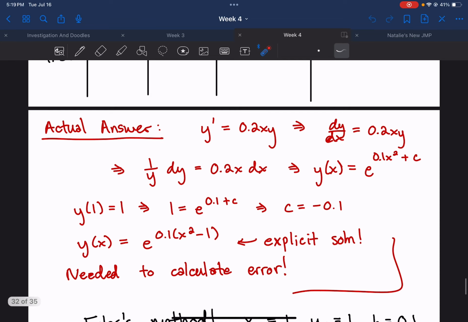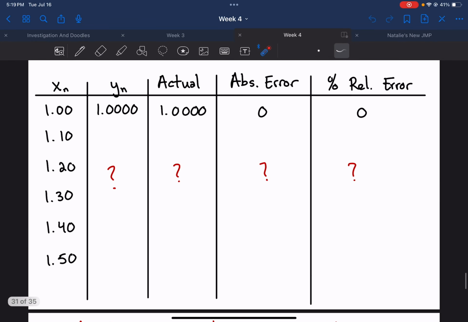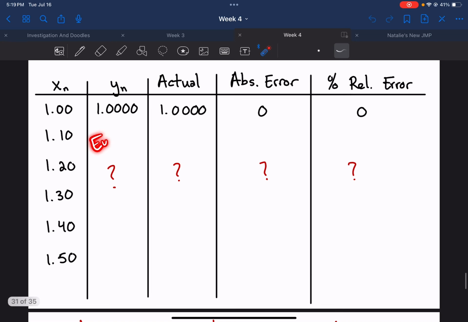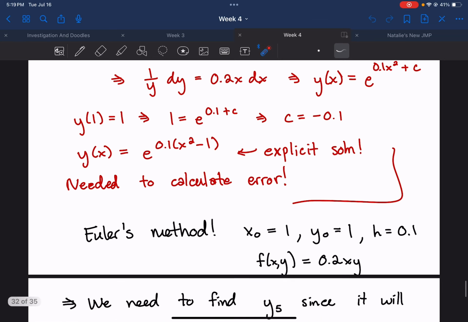Okay, that was easy. Now let's fill in this column, using, again, Euler's method. Euler's method will fill in this whole column. How do we do it?